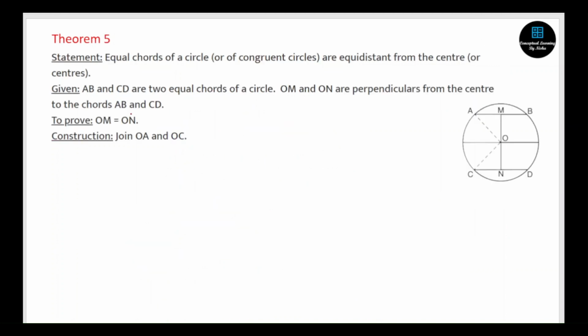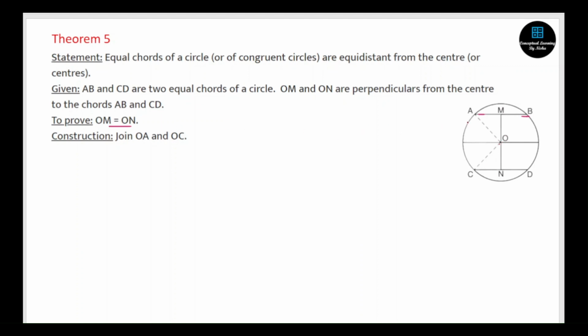Alright, now theorem 5. Equal chords of a circle or of congruent circles. If I talk about two equal chords of the same circle, or one chord from one circle and the other circle is congruent to it, they are equal chords. And we have to prove that they are equidistant from the center. Means what? Here chord AB and chord CD are given, which are equal. And we have to prove that their distance from the center, means OM, is the same as ON.